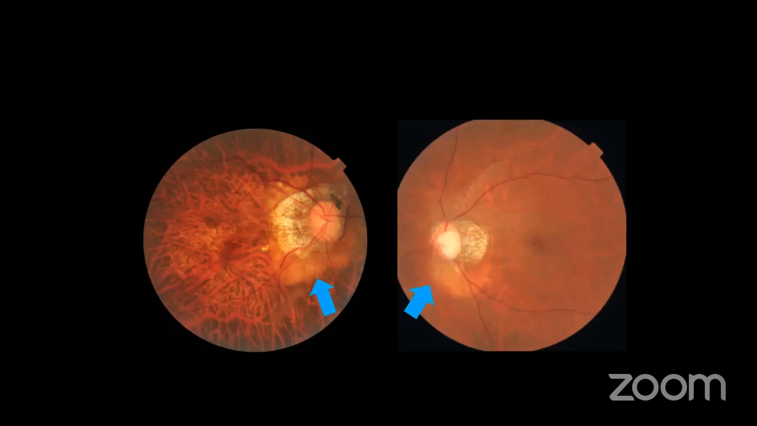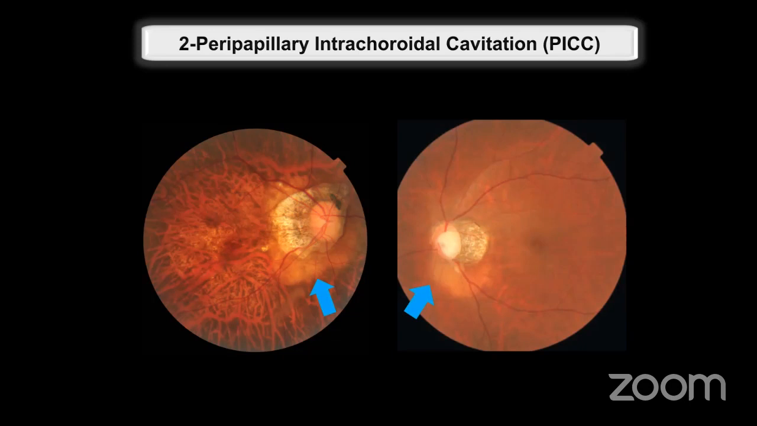The second change we sometimes see in highly myopic patients is this peripapillary change. Many years ago, that was thought to be a pigment epithelial detachment. However, with the advent of OCT, it took the nomenclature of peripapillary intrachoroidal cavitation.